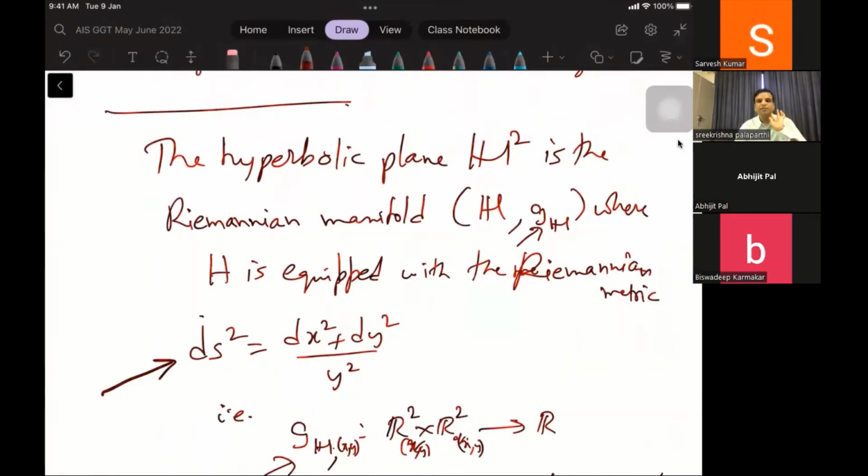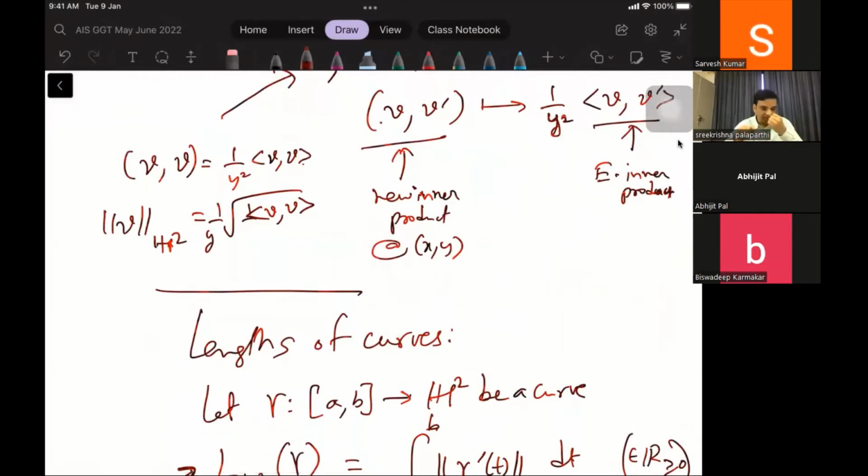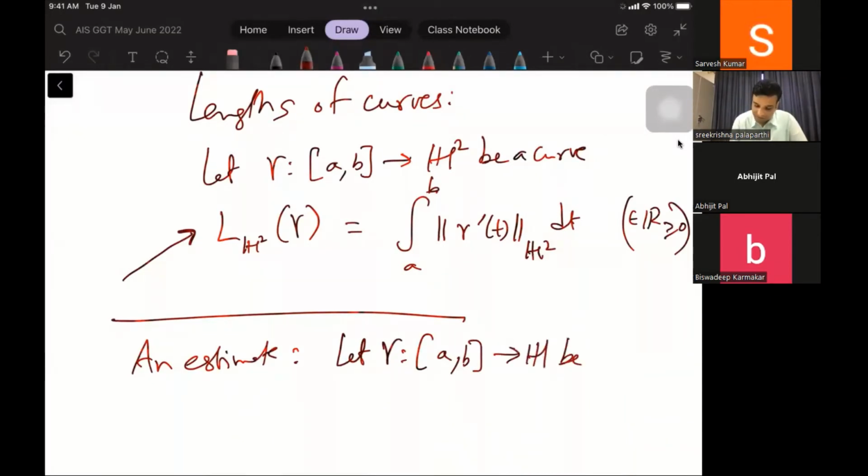I must announce that this particular Riemannian metric, because of all the geometric aspects we covered earlier, defines lengths of curves, it gives us angles, it gives us areas on the hyperbolic plane, etc. So here is an estimate on lengths of curves. Let gamma from [a,b] to H be a smooth curve.